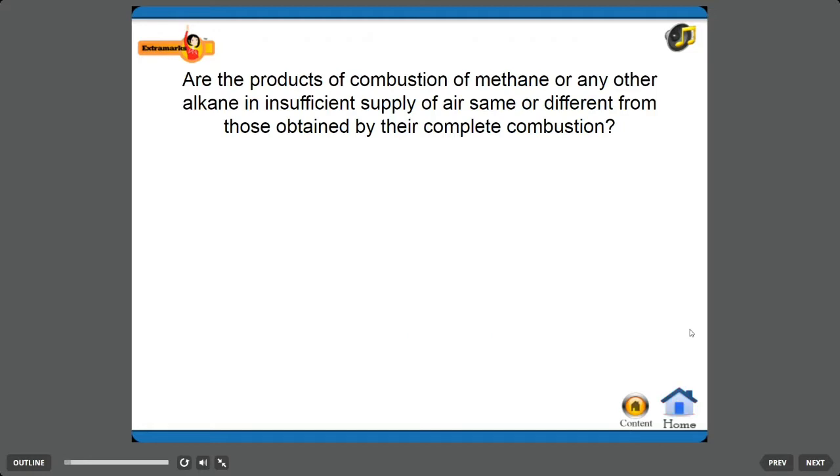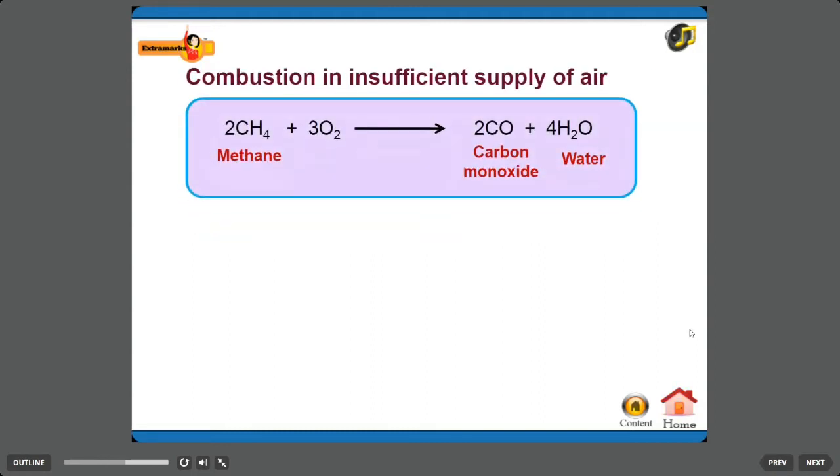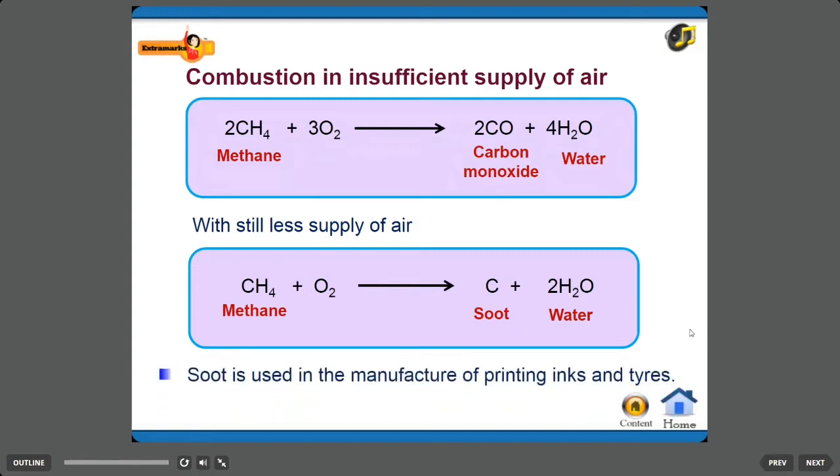Are the products of combustion of methane or any other alkane in insufficient supply of air the same or different from those obtained by their complete combustion? No. Methane and other alkanes in insufficient supply of air form carbon monoxide and water. With still less supply of air, methane forms soot and water molecules. Generally, soot is used in the manufacture of printing inks and tires.